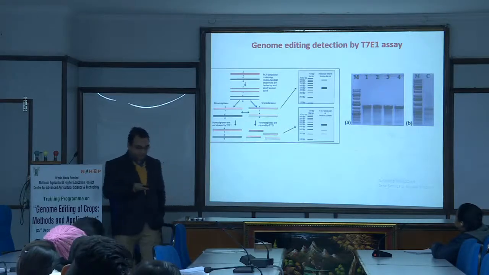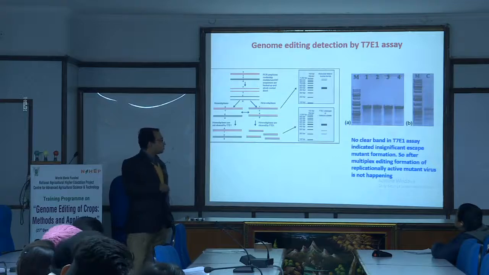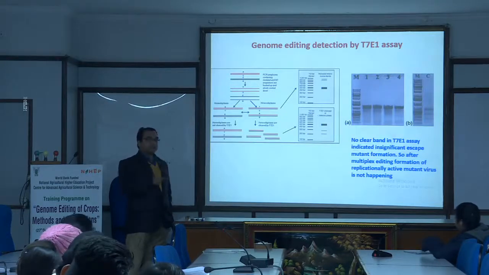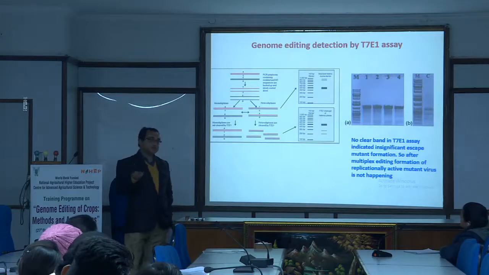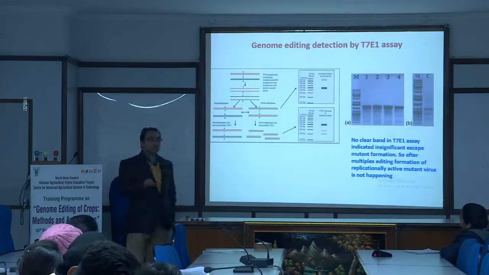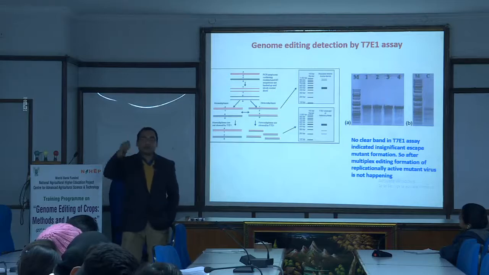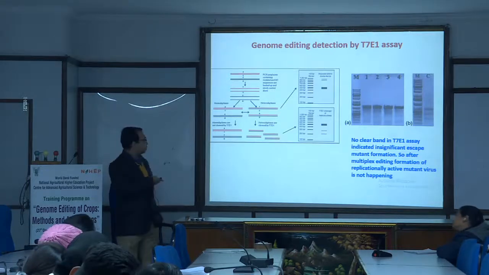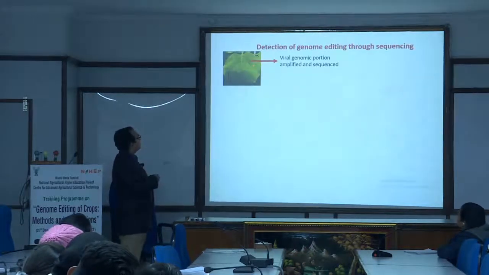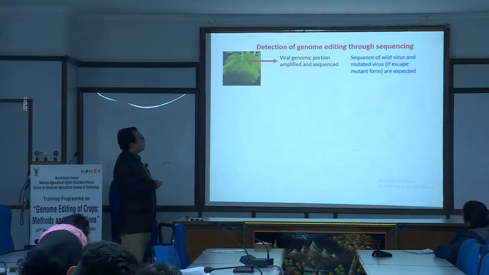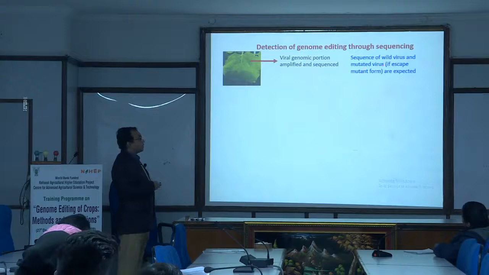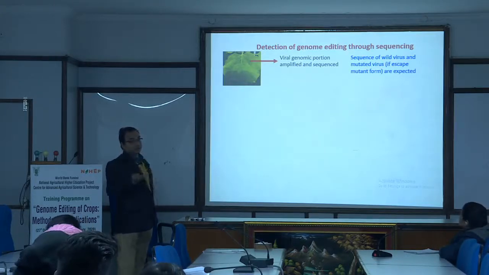To confirm these things, again we took the same PCR product for sequencing. Now, as Dr. Reddy told yesterday, after sequencing, if there is a mutation, you will get two types of peaks. So, what we did, we took the viral genomic portion, amplified and sequenced it, and sequenced the wild virus and mutated virus. Escape mutant forms should be there if there is a mutant virus.